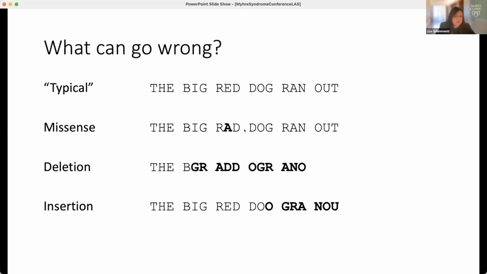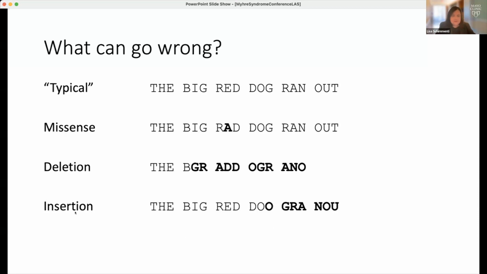If we delete one letter from this sentence, like in this case, the I in big, we end up with the triplet code shifting over one. And so now this sentence is the big ad ogre ano, and that doesn't make any sense to the cell. And so it will make this goofy protein that may not have any function at all. And generally what cells do is they will just get rid of that protein or get rid of the RNA that codes for that protein because it just doesn't want stuff around it doesn't need.